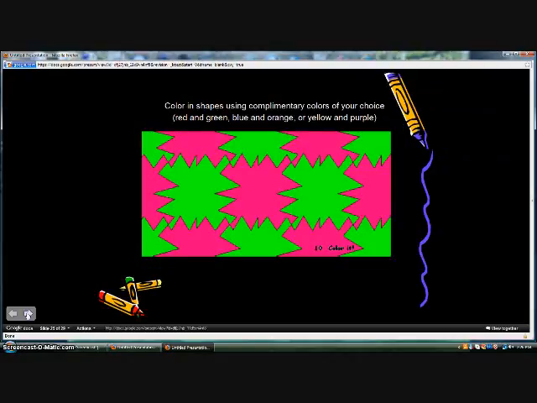Now they will color in the shapes using the complementary colors of their choice. So they may use the color scheme red and green, or blue and orange, or yellow and purple. Here I have green and a pinkish color, which is a version of red. So I used the red and green combination for my complementary colors.